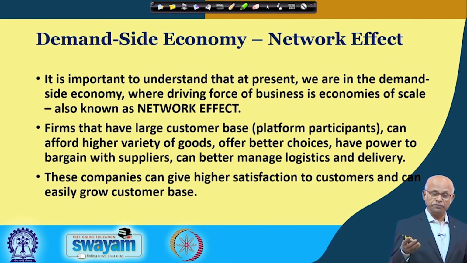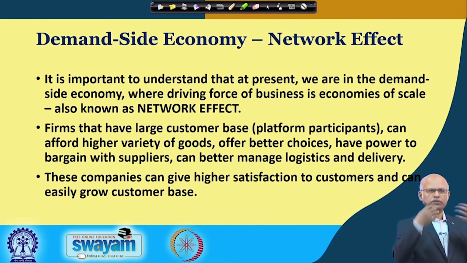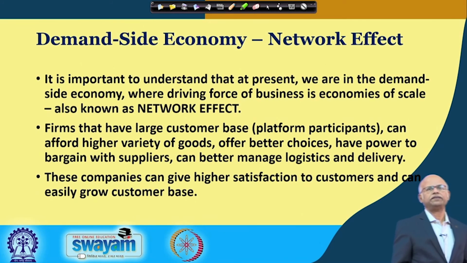So, they can afford it because their turnover is huge. But suppose you start new and your customer base is small, you won't be able to afford to have your own supply network. So, these companies can give higher satisfaction to customers and can easily grow customer base. It is a kind of cascading effect or chain effect. You have a higher customer base, you give more satisfaction, then you have more customers. So, it keeps on increasing and increasing and increasing.